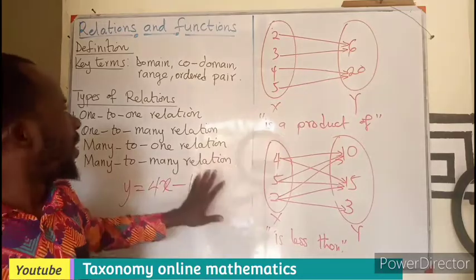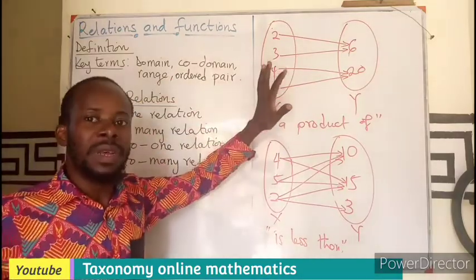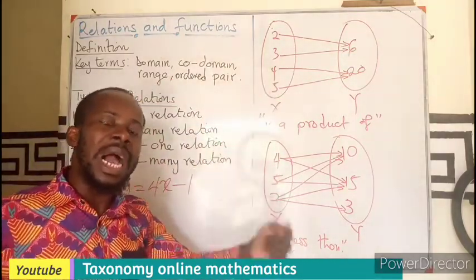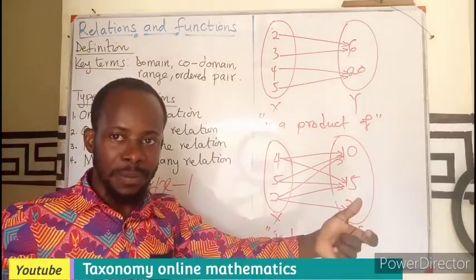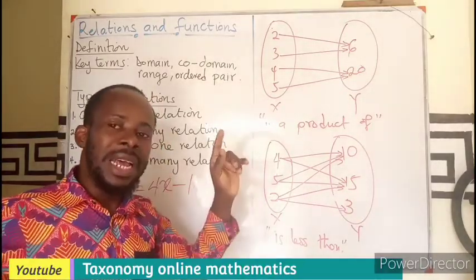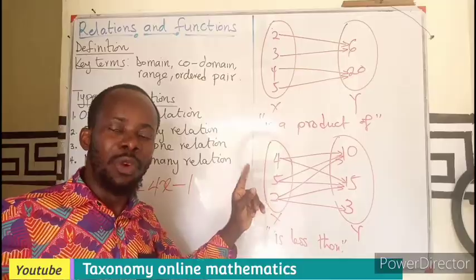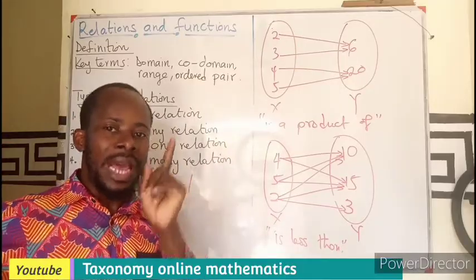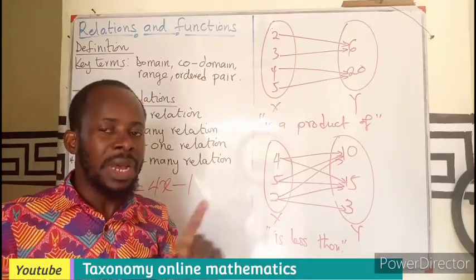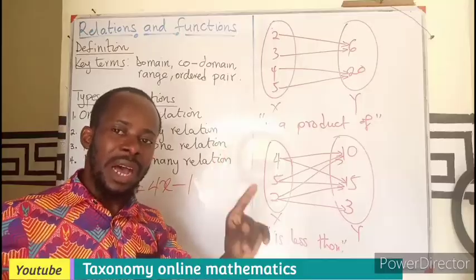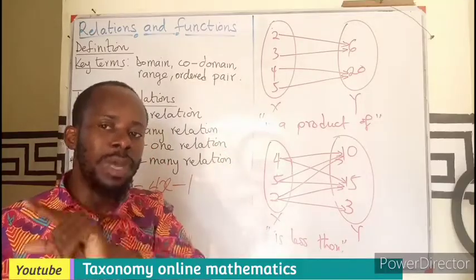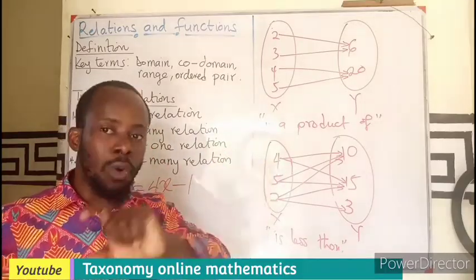Now, if you want to marry this with a function, a function is also a special kind of relation. Whereby in this case, an element in the domain has only one element in the codomain. There should not be duplicate elements in the codomain.